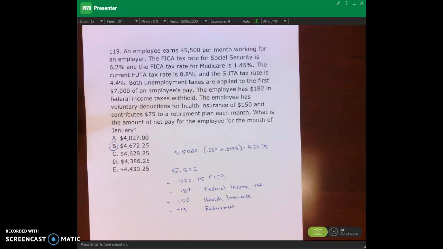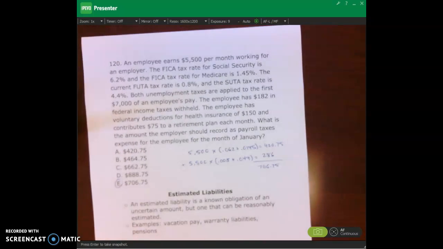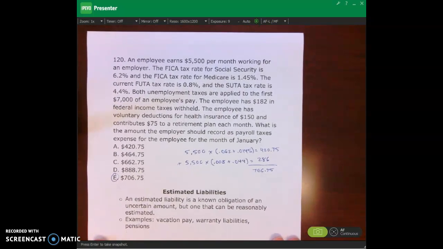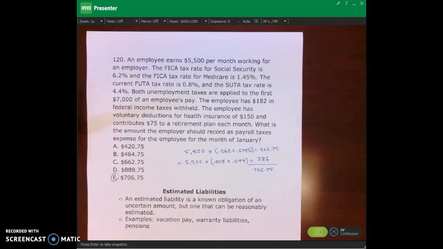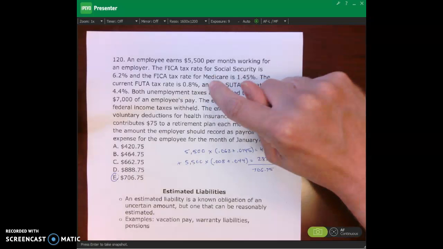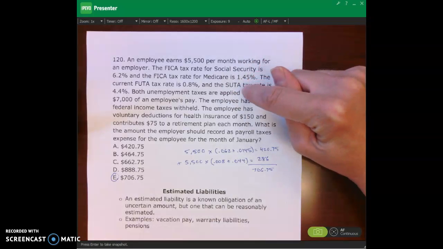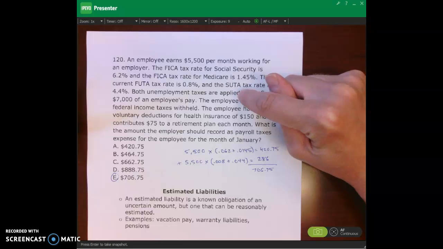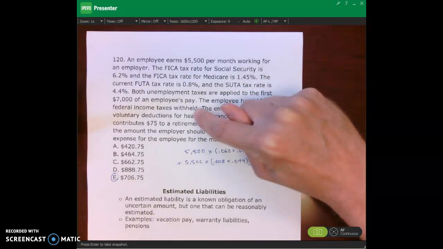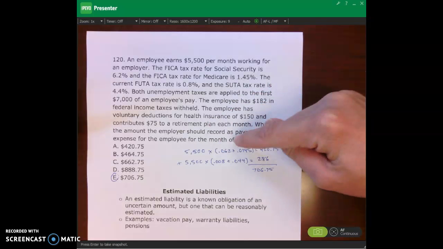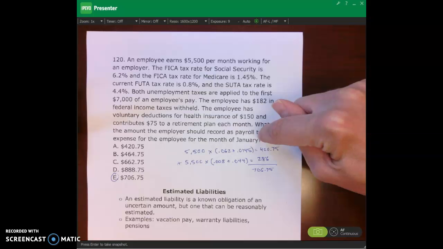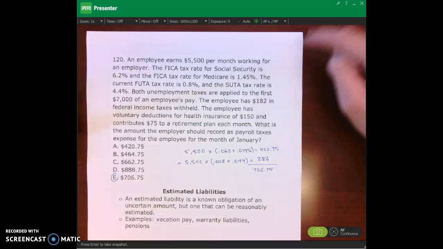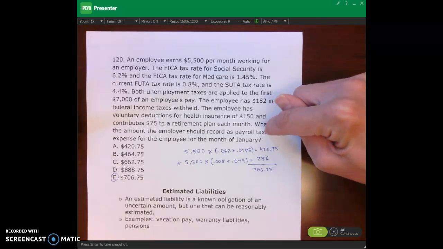Okay? Then let's look at number 120. Last quick check problem here. An employee earns $5,500 per month working for an employer. The FICA tax rate for Social Security is 6.2%, for Medicare 1.45%. Federal unemployment insurance 0.8, state unemployment 4.4. Federal unemployment taxes are applied on the first $7,000 of employees' pay. Then we have our federal income taxes, we have our health insurance, retirement. In this case, what's the amount that the employer should record as payroll tax expense? So this is asking you, what does the employer pay? That's what this is asking for, because that would be an additional expense.